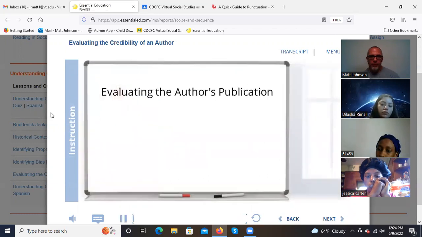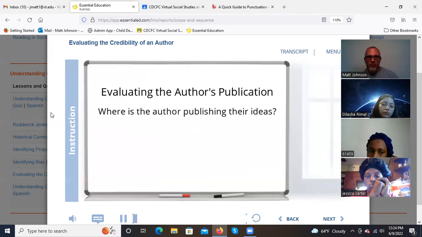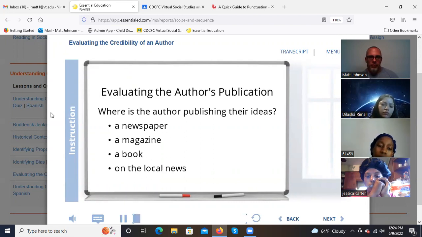When you're trying to evaluate an author's credibility, start by looking at the publication. Where is the author publishing their ideas? Is it in a newspaper, a magazine, a book, on the local television news? An author's choice of publication could tell you a lot about the author's credibility.